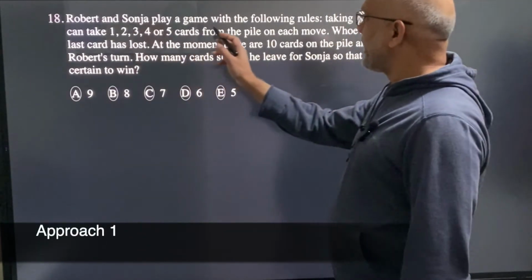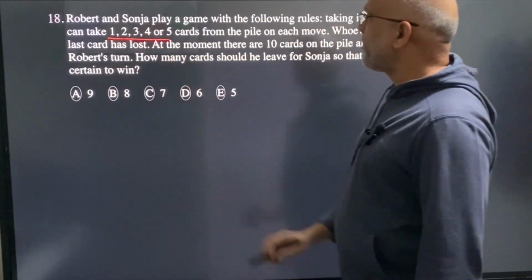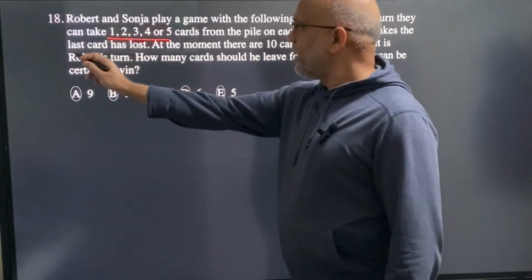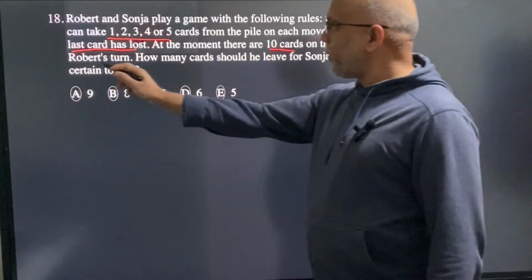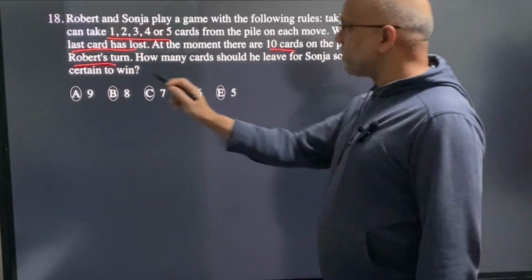Robot and Sonja play a game with the following rules. Taking it in turn, they can take 1, 2, 3, 4, or 5 cards from the pile on each move. Whoever takes the last card has lost. At the moment, there are 10 cards on the pile and it is Robot's turn. How many cards should he leave for Sonja so that he can be certain to win?